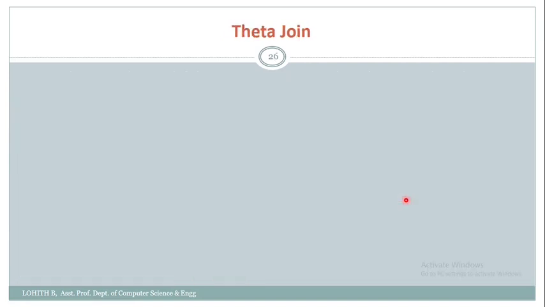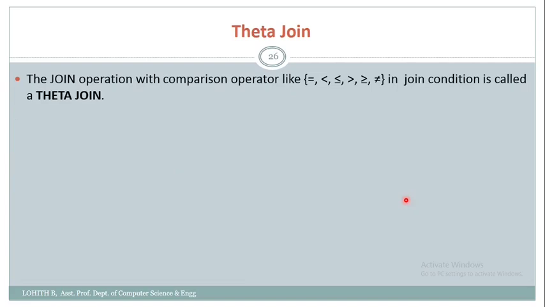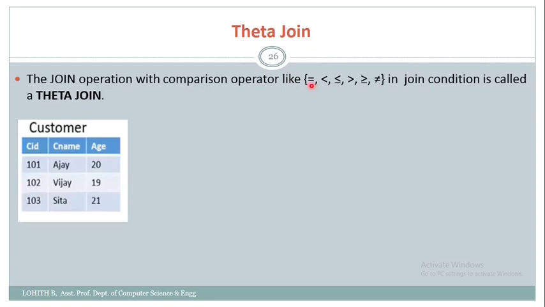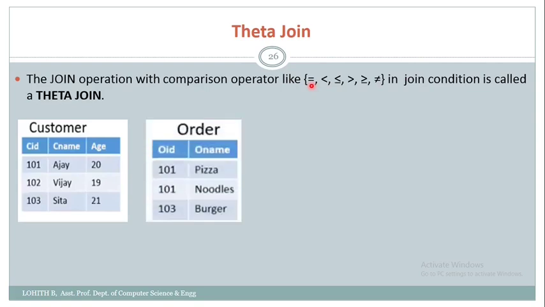Yes, let us understand the theta join. The join operation with a comparison operator like equal to, less than, less than or equal to, greater than or equal to, and not equal to symbol in the join condition is called a theta join. If my join condition has such a symbol, it is called a theta join. I can say even an equi join is also called a theta join because it consists of an equal to operator. Let us consider the two relations, customer and order.